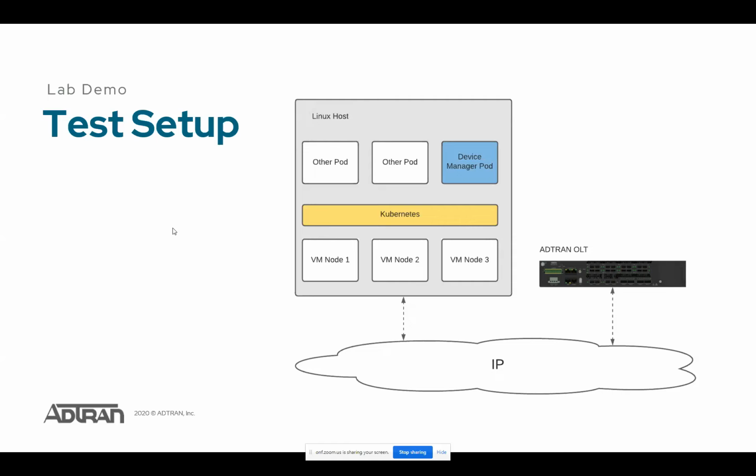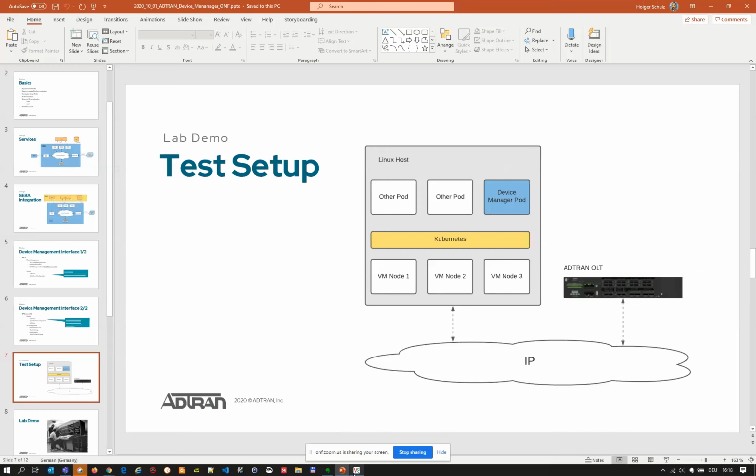Then we have an Azure OLT, which is actually running in Huntsville, Alabama in the United States, and it's connected to the Linux host via our corporate network using simple IP. Okay, then I will show you how this works.